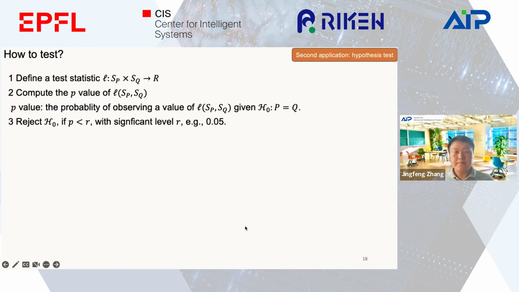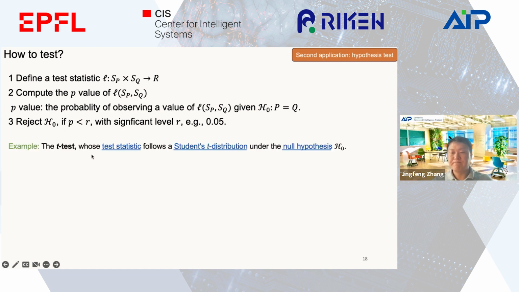How to test? We first define a test statistic. The test statistic measures how different the two batches of data are. Then we compute the p-value. The p-value is the probability of observing this test statistic given the null hypothesis. The null hypothesis means the two distributions are the same. If this probability is very low, we reject the null hypothesis.